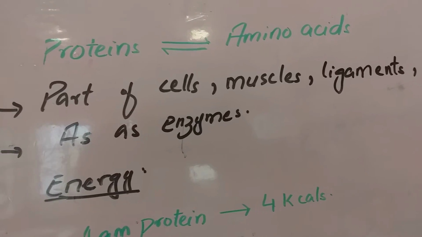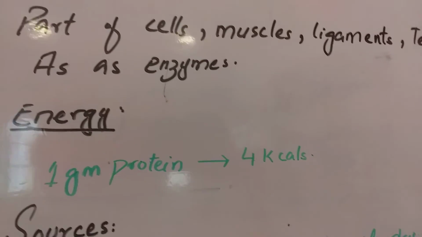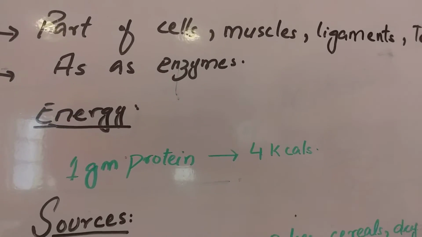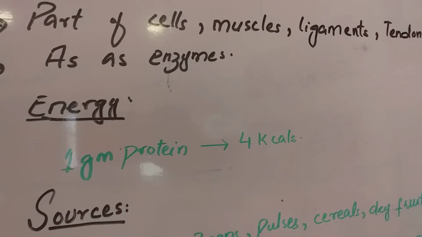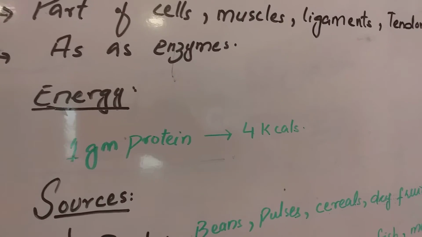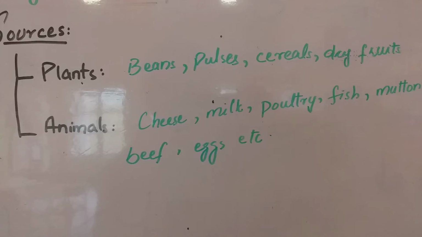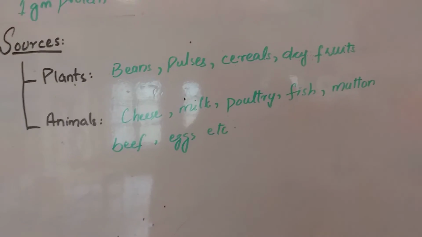Protein can be used as a source of energy. 1 gram of protein will give us about 4 kilocalories of energy. Then if we talk about sources, there are two sources of protein: plant sources and animal sources.